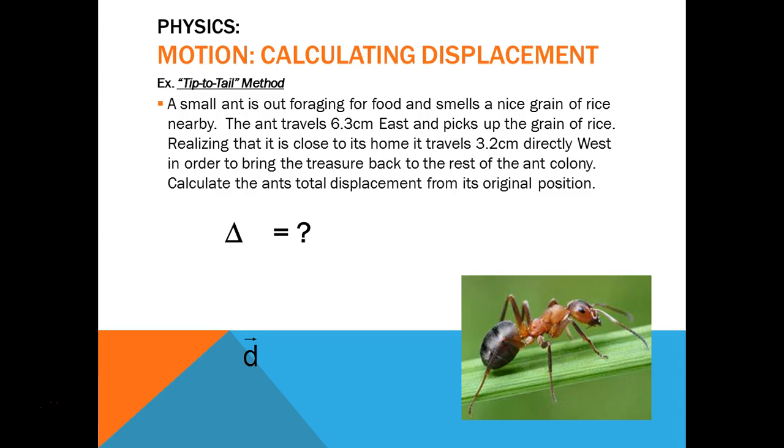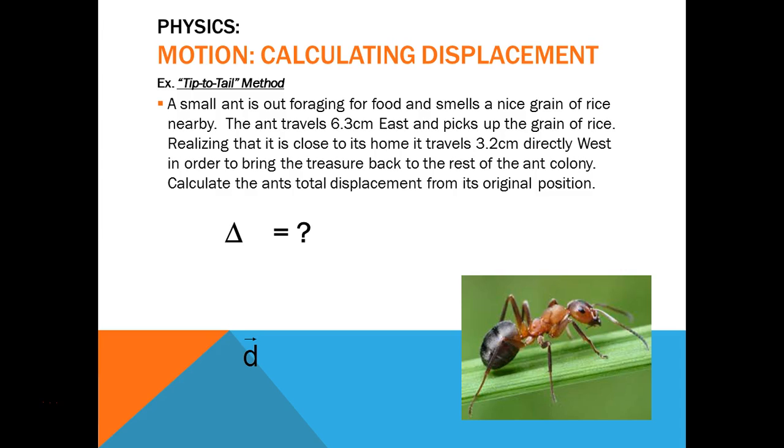So our question here is about this ant, and he goes to find some food for his ant family. He has to go 6.3 centimeters east, which is a long way for an ant because they're real small, and he picks up the grain of rice. Then he realizes that it's close to his home. He travels back 3.2 centimeters directly west in order to bring his grain of rice back to his friends at the ant colony. We want the total displacement in this case.